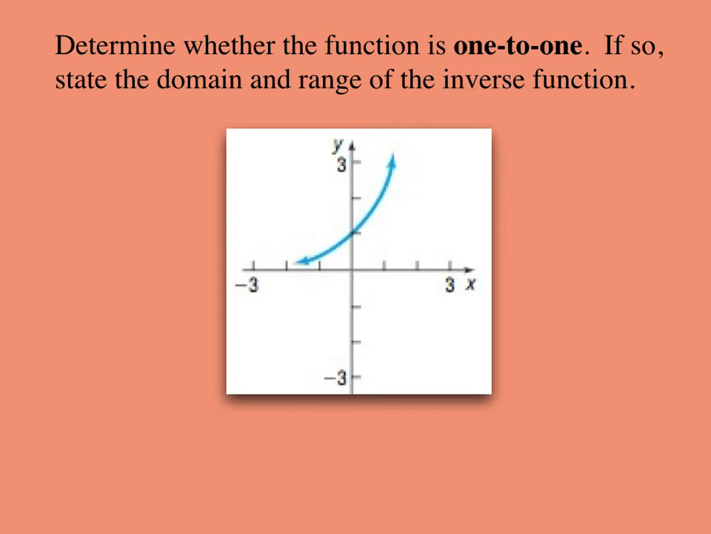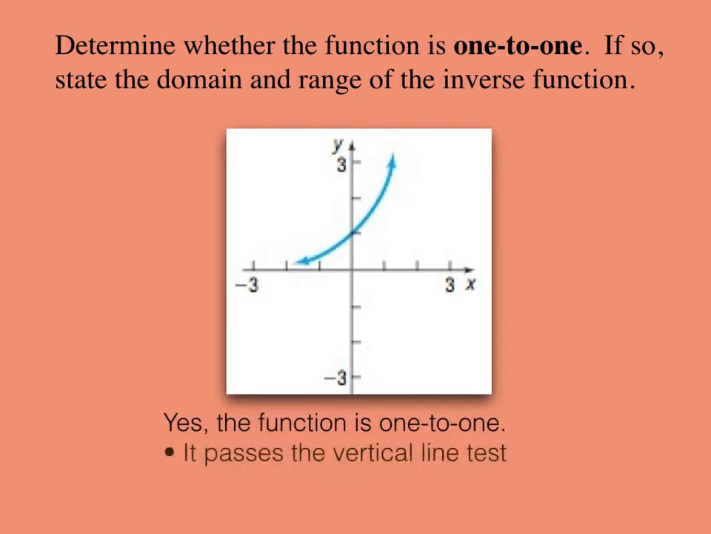This particular graph of a function, to determine if this is one-to-one, we want to consider the vertical line test and the horizontal line test. Well, because it's a function, we know that it passes the vertical line test. We can state with confidence this function is one-to-one because it passes the vertical line test. It also passes the horizontal line test. So therefore, we can say that the function whose graph is shown is one-to-one.